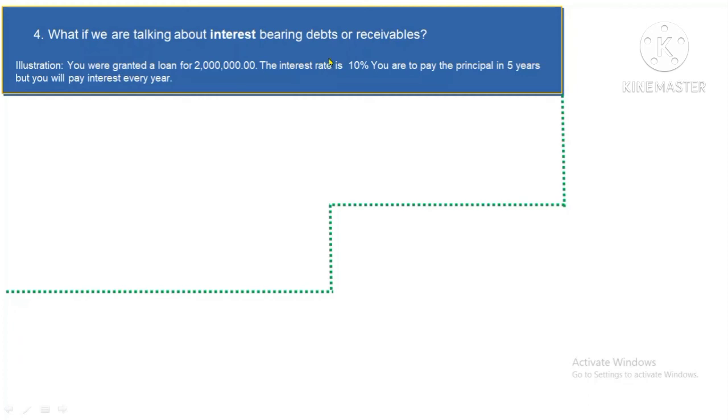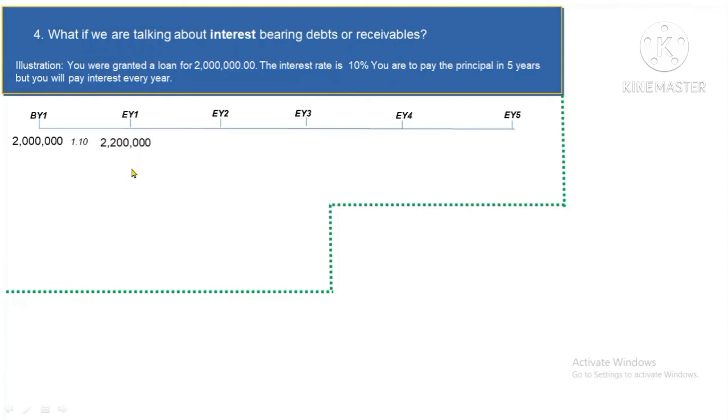So if the problem is this simple, then we need not compute the present value of your liability because it's directly 2 million. So what will happen? Let's have the timeline. So here, you're gonna recognize 2 million as the present value of your debt. And then you multiply that with 1.10. It's because according to the problem, the interest rate is 10% and you're gonna get 2.2 million. However, you're gonna pay interest every year. So that is 10% times 2 million. So we have 200,000. And then you're back to 2 million.